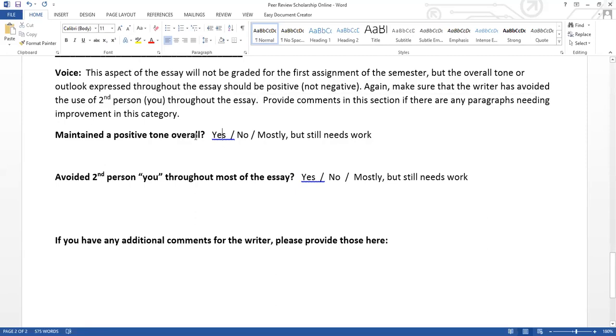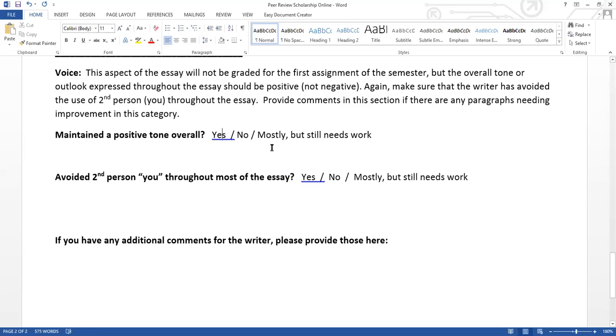So did the person maintain a positive tone overall? Yes, no, or mostly but still needs work? You can pick one of these choices, highlight one of the choices. Avoided second person you throughout most of the essay? Yes, no, or mostly but still needs work? You can highlight whatever choice best fits.